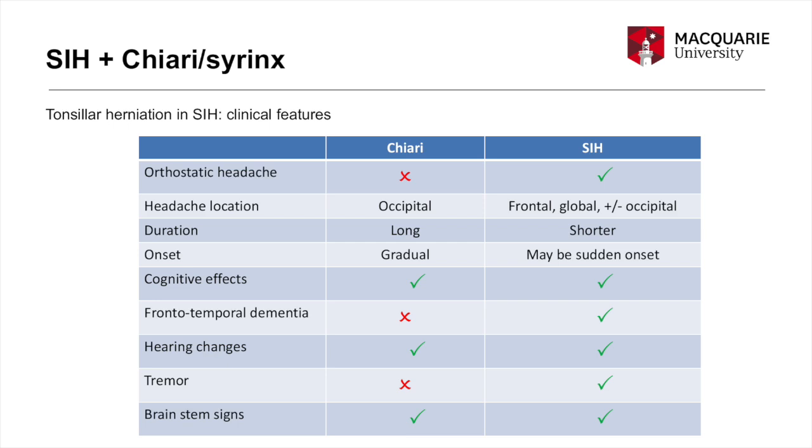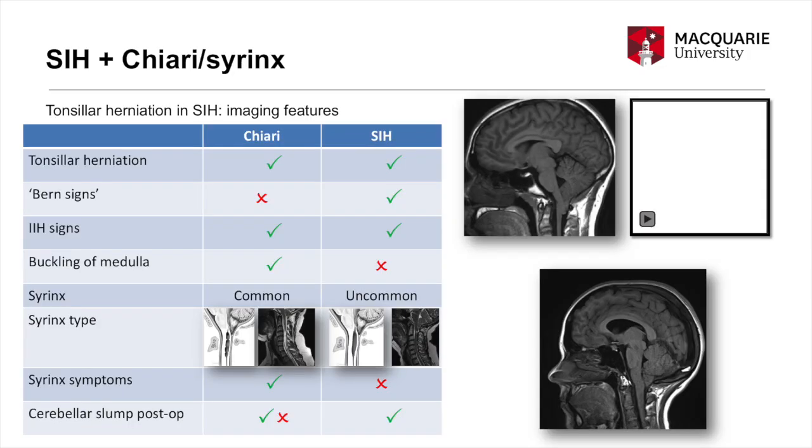Cognitive effects are common in both conditions. Chiari patients get cognitive disturbance. There's no doubt about that. It's been well studied. There's work trying to work out what the basis for that is, but there's no doubt that these patients have cognitive effects. But it never gets to the point of frontotemporal dementia. So if they have that, it's not just Chiari. Chiari patients get hearing changes. They get muffled hearing, changes in tone. That's very common for these patients. So that's very similar with SIH. I know tremor is not common in SIH, but I've never seen it in Chiari, so that's a discriminating feature. And certainly the brainstem signs can occur in both conditions.